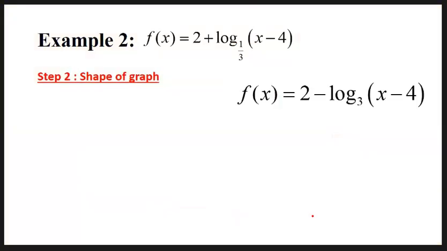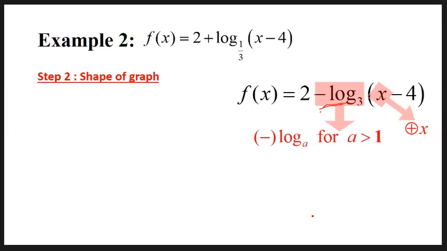Next, step 2, we would like to see the shape of the graph. How we determine the shape of the graph, again, we observe two parts. First, the coefficient of x. In here, we have a positive coefficient of x. For the coefficient of log, the coefficient of the function, we have a negative log, for the case where the base number is greater than 1. Again, we don't refer to the original one where the base is less than 1, but refer to this one after we change the base.